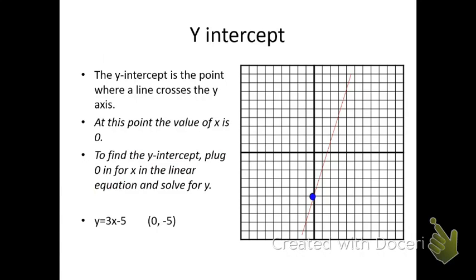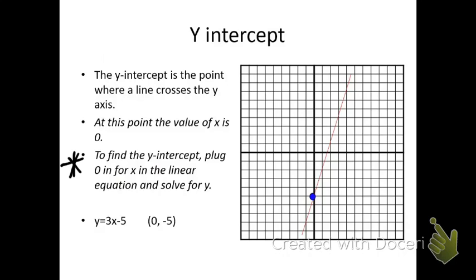So, as we move on and we talk about the y-intercept, it's the point where a line crosses the y-axis. We just wrote that down. At this point, the value of x is 0. Maybe another good thing to write down right here. To find the y-intercept, plug 0 in for x in the linear equation and solve for y.